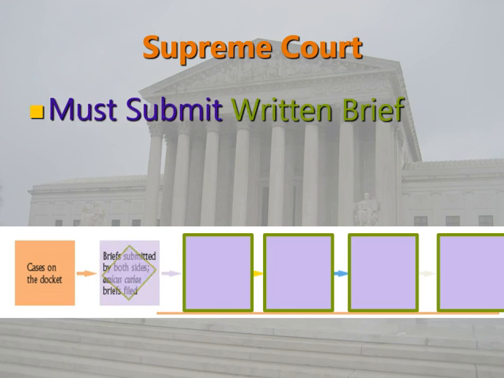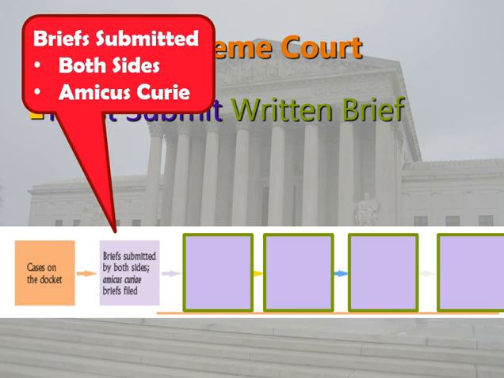And then the next step is both sides submit what is known as a written brief. The brief is the argument that each side is going to make. It's all the facts, it's all the evidence. Remember, there are no witnesses in a Supreme Court case. It's just looking at the application of the law. So both sides submit a brief, basically their argument, and they also get the opportunity to submit what is known as an amicus curiae brief, a friend of the court brief.